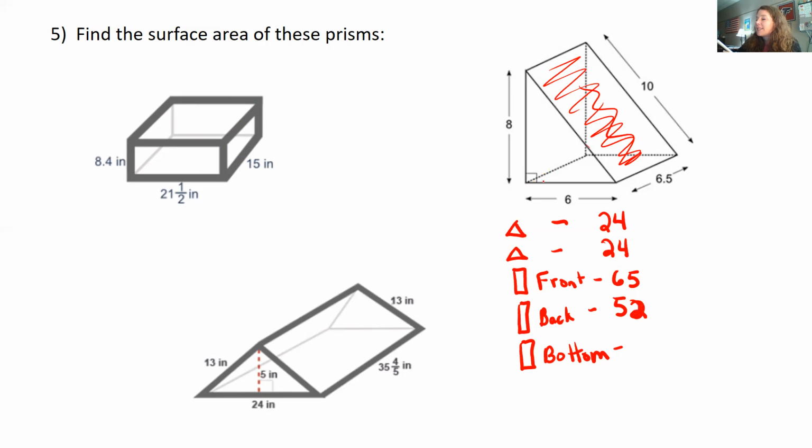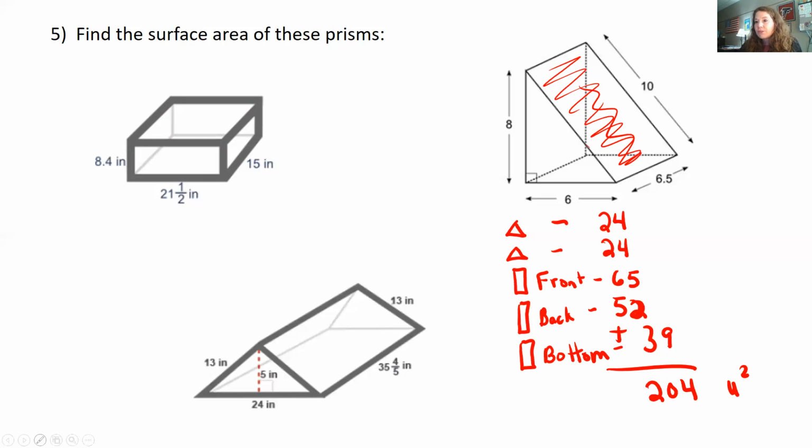And then the bottom is a 6 by 6.5. A 6 times 6.5. So that's 39. And the last thing I do is add up all those sides. So 39 plus 52 plus 65 plus 48, and I get 104 units squared. All right. Now you guys try this one down here at the bottom. Pause the video, try it, and then come back and see what your answer was.